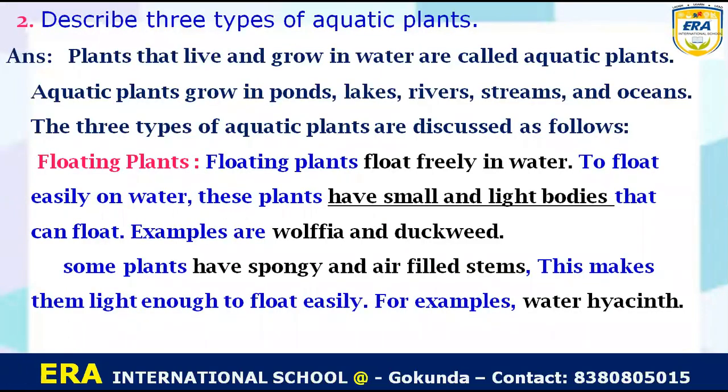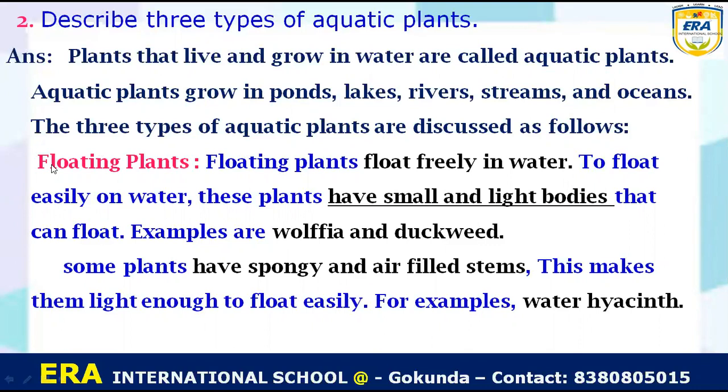Question number 2. Describe the 3 types of aquatic plants. Answer. Plants that live and grow in water are called aquatic plants. Aquatic plants grow in ponds, lakes, rivers, streams, and oceans. The 3 types of aquatic plants are discussed as follows.